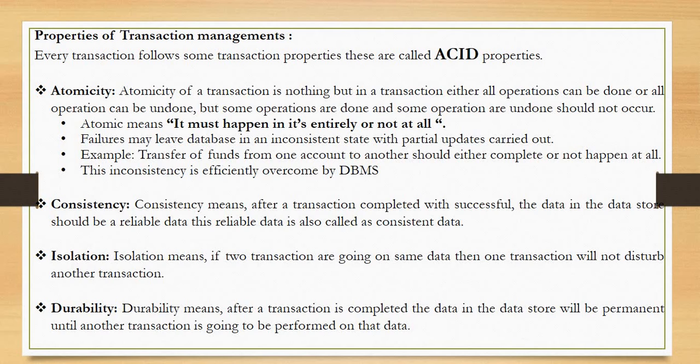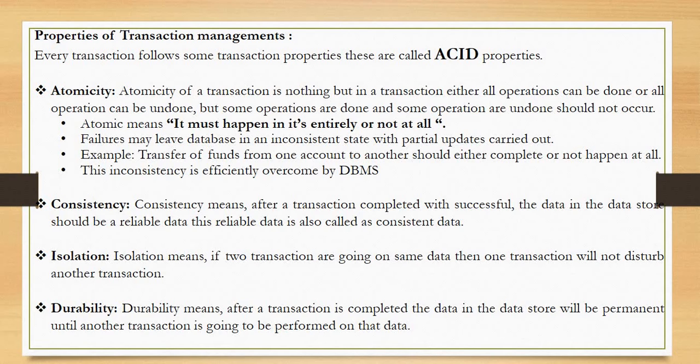Then consistency is nothing but what holds after a transaction has been completed. Consistent means it has to maintain that particular value, right? We say consistent behavior of a person, if he or she is the same person from the beginning when they were born, something like that. Similarly, data should be reliable and consistent in operation. Even after the successful completion of the transaction, it has to remain or maintain its originality. That is consistency.